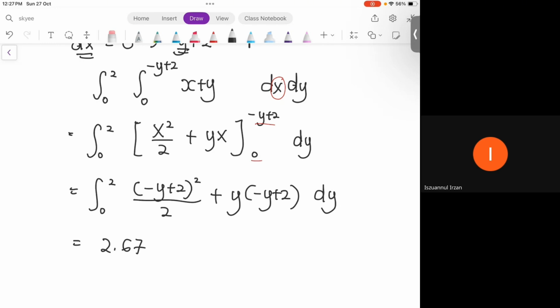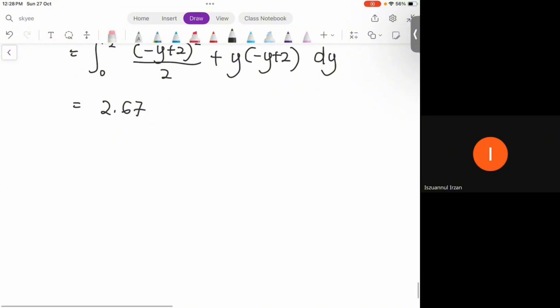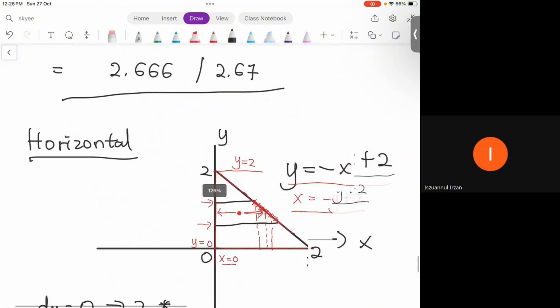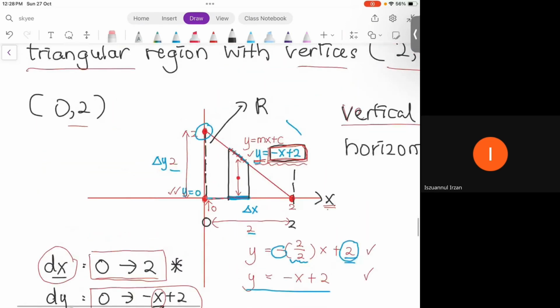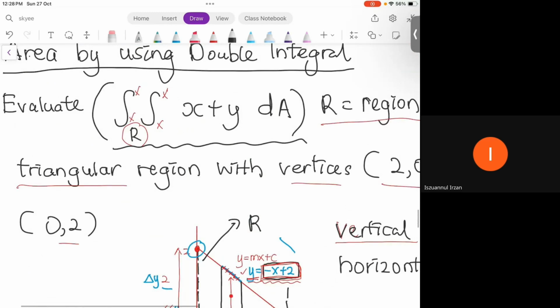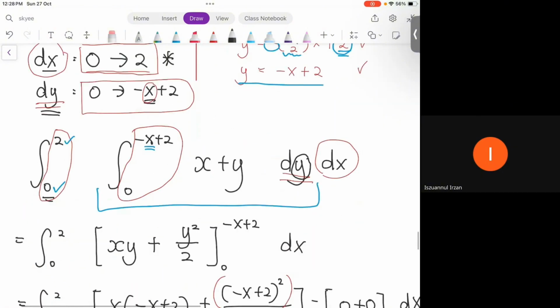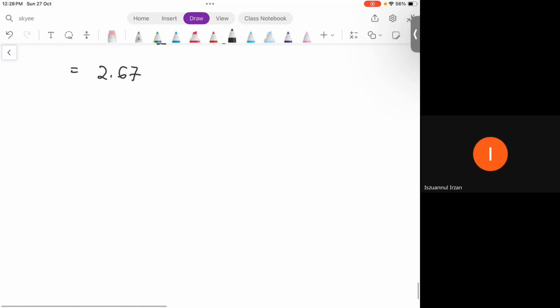Horizontal strip. Now we are going to find the area of a region. Just now we were defining the interval based on the requirement of the question, because the question said that the region is a triangular region. Now if we want to find the area of the triangle, we'll be using this formula.